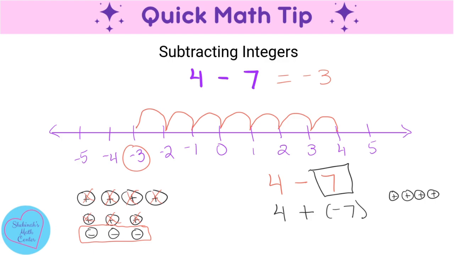So you can use chips. And then right underneath, let's stack. I am running out of room. So these are negatives. And then eliminate 0 pairs. And we are left with a -3.